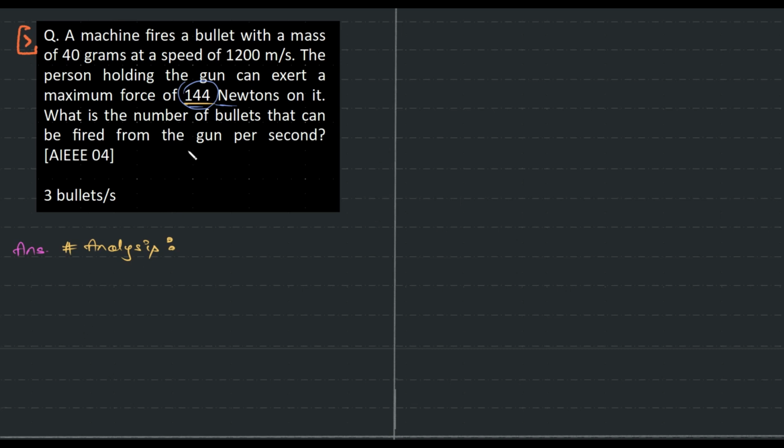So within 1 second, how many bullets can he fire is the question. How should we design this so that we know how many bullets can be fired? So we have 0.04 kg of bullet, and this is your initial velocity. After some time, when you fire it, it moves at 1200 meter per second. Then we have the working.